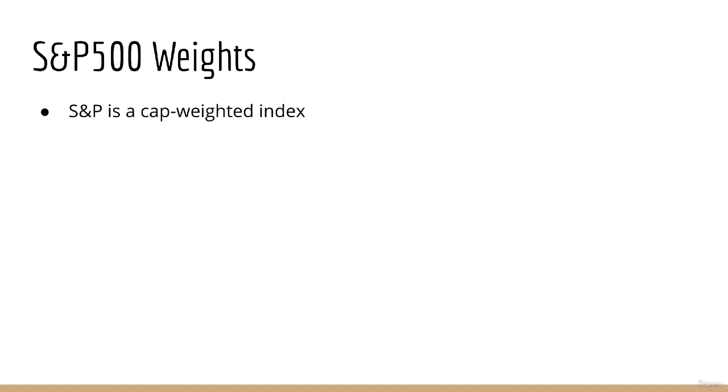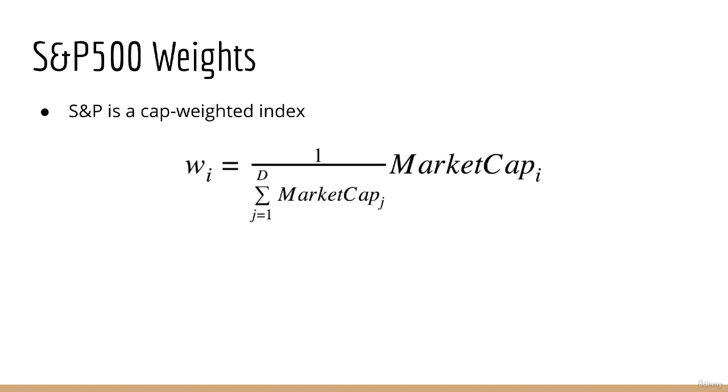So what are the weights for the S&P 500? The S&P 500 is called a cap-weighted index. That is, the weights for each company are proportional to that company's market capitalization. If we call each weight W sub I, it is equal to the market cap of company I divided by the market cap of all companies summed together. You should be able to convince yourself that this sums up to 1.